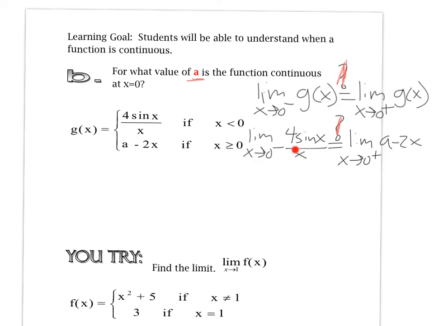So let's do the left. This is pretty easy. There's no reason why I can't just evaluate this. This is one of my rules. I can't just plug it in, right, because I get something over 0. But this is one of my rules, sine x over x. So a way of rewriting this is the limit as x approaches 0 from the left of sine x over x. Well, this whole thing we already should know by now. That's just 1. So 4 times 1 is just 4.